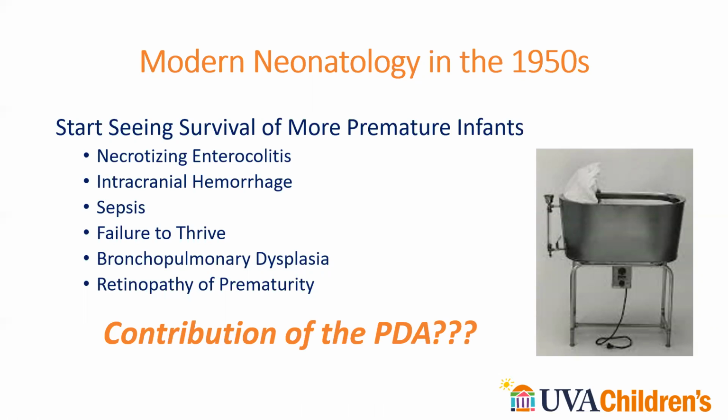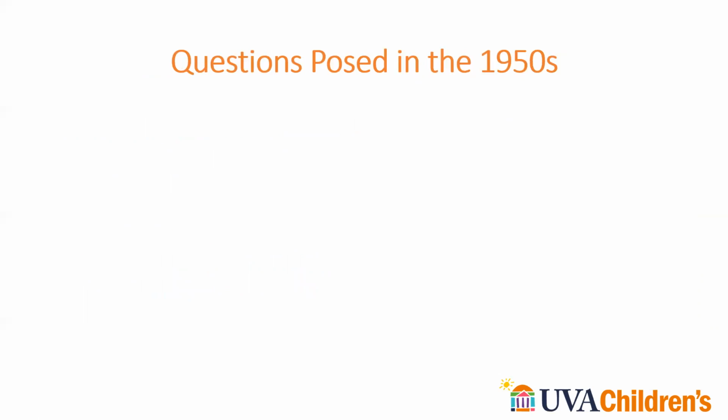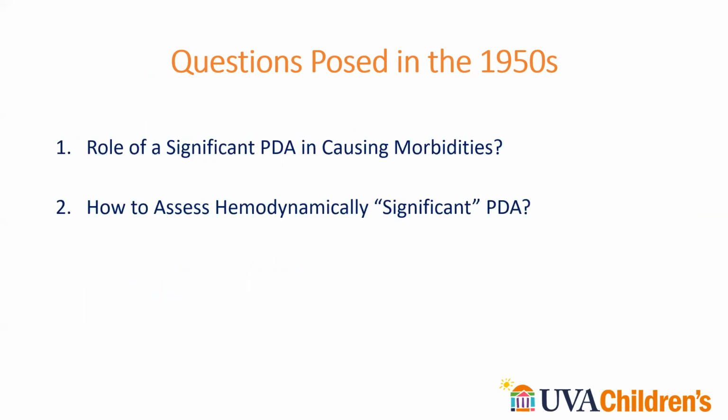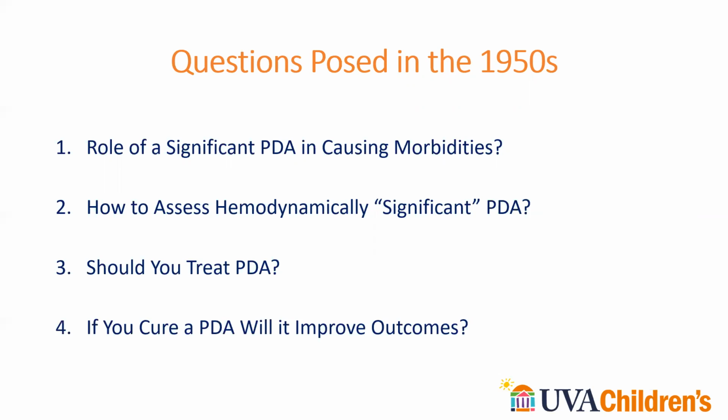With these morbidities comes a recognition of the PDA. And the question becomes, what is the contribution of the PDA to these morbidities? So in the 1950s, these questions arrive. The first is, what is the role of a significant PDA in causing these morbidities? Number two is, how do you assess a hemodynamically significant PDA? Should you treat the PDA? And if you actually treat and cure the PDA, will it improve the outcomes? I want you to remember these questions. They're going to come back. And I want you to remember that these were posed in 1950.